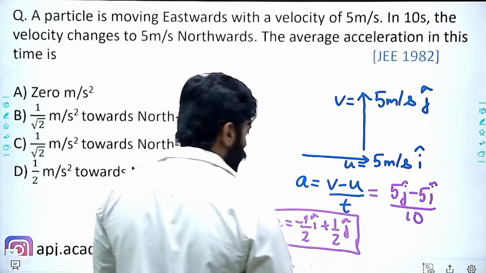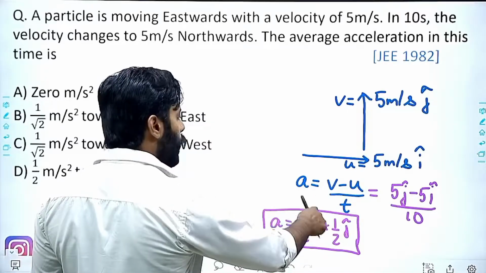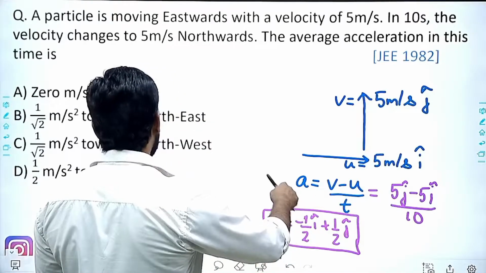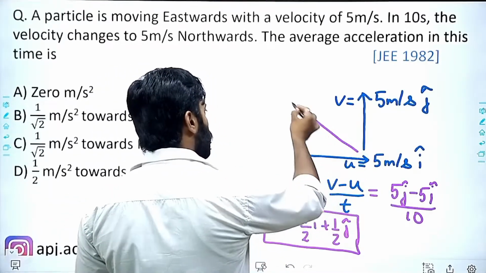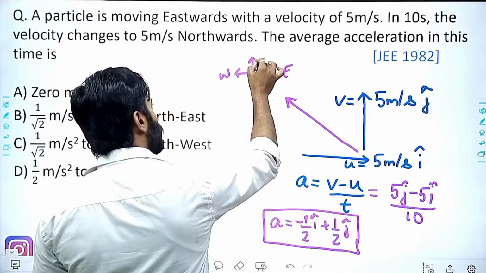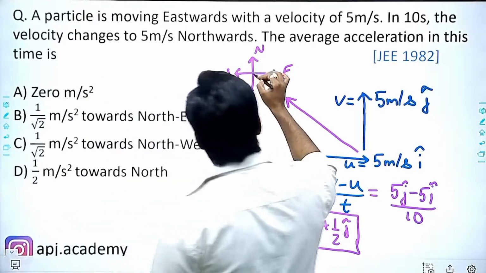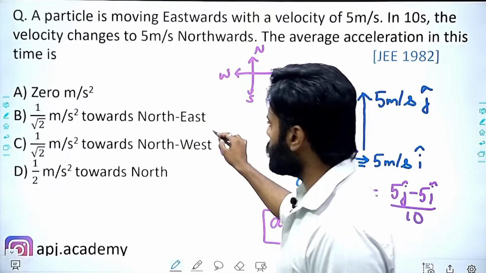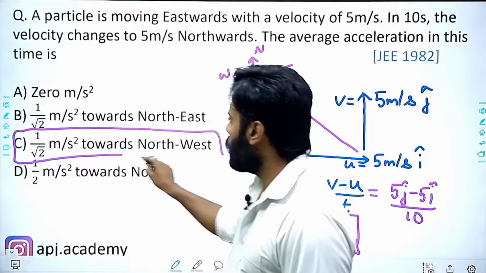and I can easily get the direction of it, that it will be going towards east, west, north, or south. So I know that this is going towards northwest, so this will be my answer.